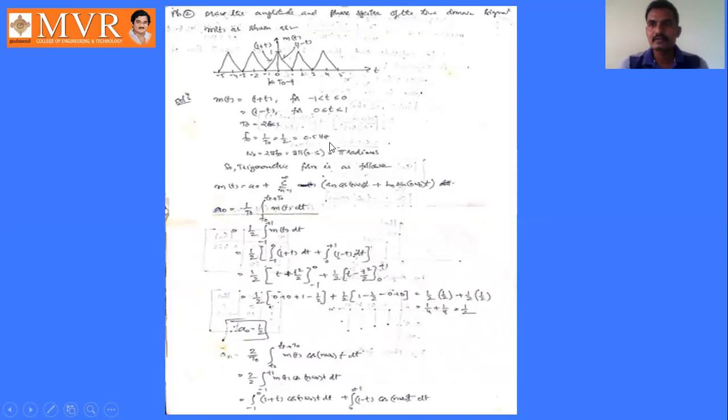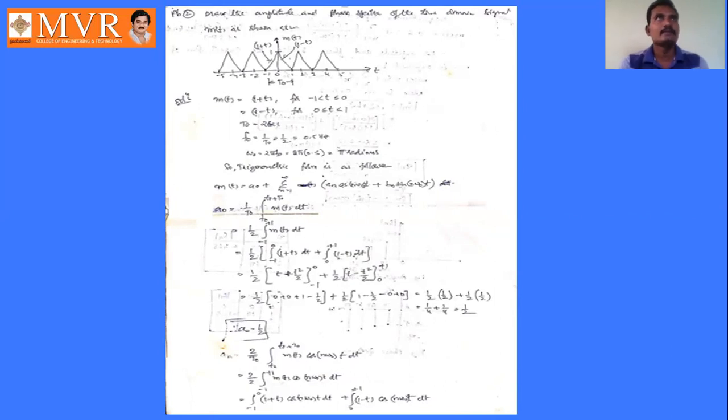After that we have to find out the angular frequency omega naught. Omega naught is nothing but 2 pi into f naught. Here f naught is 0.5 hertz, so 2 pi into 0.5, that is pi radians. So omega naught is pi radians. Okay, so then cos n omega naught t becomes cos pi n t. Why? Because it is cos n omega naught, and here the omega naught value is pi radians. So pi into n.